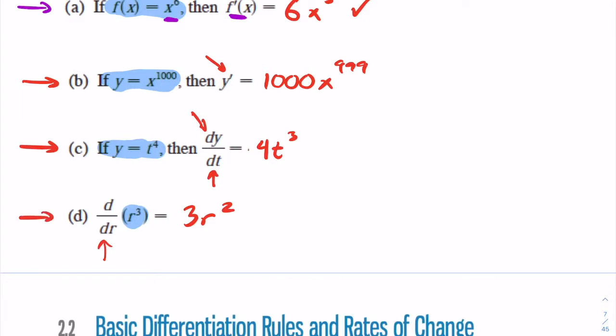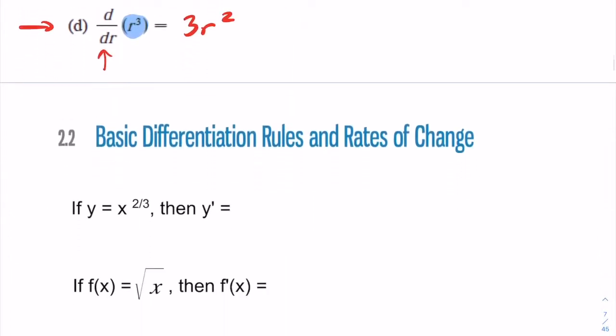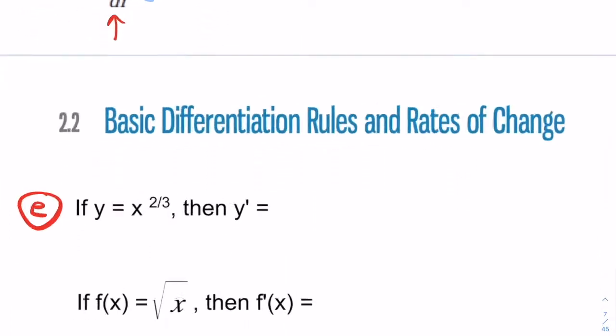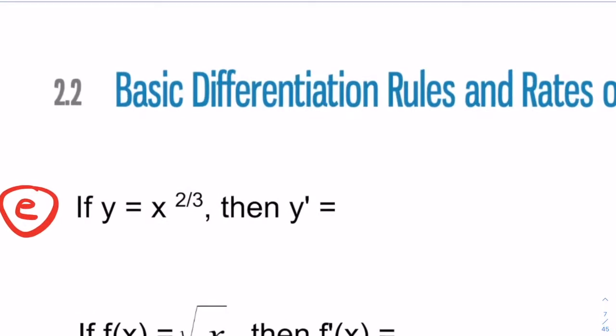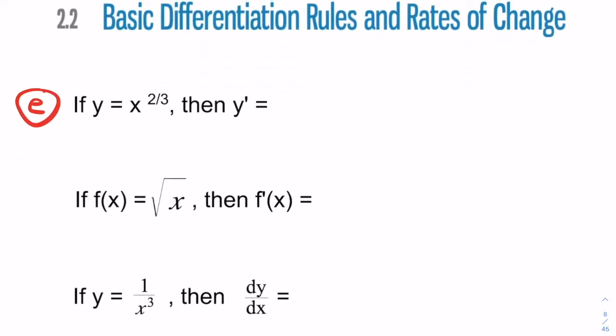It does get a little tricky, so I'm going to show you all the different ways that they could possibly try to fool you. So we're going to do a couple more. Here's part E. Just write out part E for now. Pause and play when you're ready. If y is x to the 2/3 power, then y prime equals, I want you guys to just try this one, okay? And then play when you're ready.